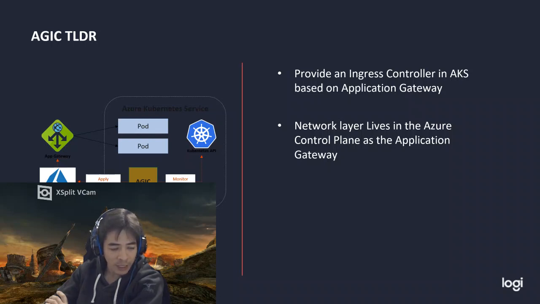It lives in the Azure control plane as an application gateway, which can be nice, for example, because the logs will be outside of the Kubernetes cluster. And by default we can configure the application gateway as a WAF load balancer, so we can protect Ingress objects with the application gateway security features, which is very nice.